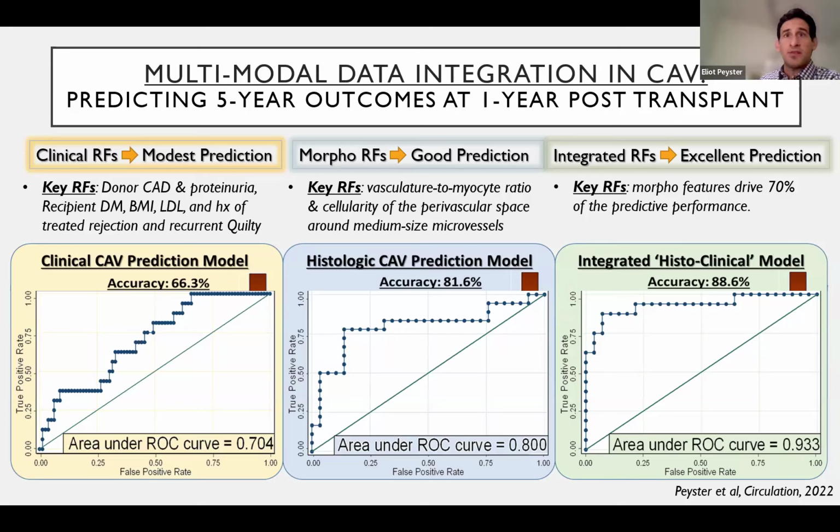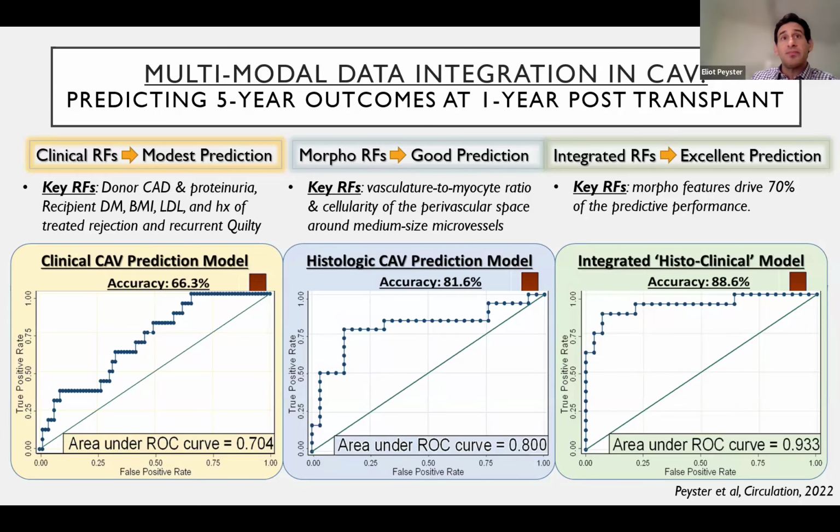This is real predictive performance here, functioning at a level of performance which could convince clinicians to alter surveillance and treatment strategies years in advance of overt CAV onset. In other words, it's the type of predictive performance that might enable a truly personalized medicine approach for individual transplant patients, potentially reducing the burden of unnecessary testing for some, while improving long-term outcomes for others via early initiation of disease-modifying CAV therapies.